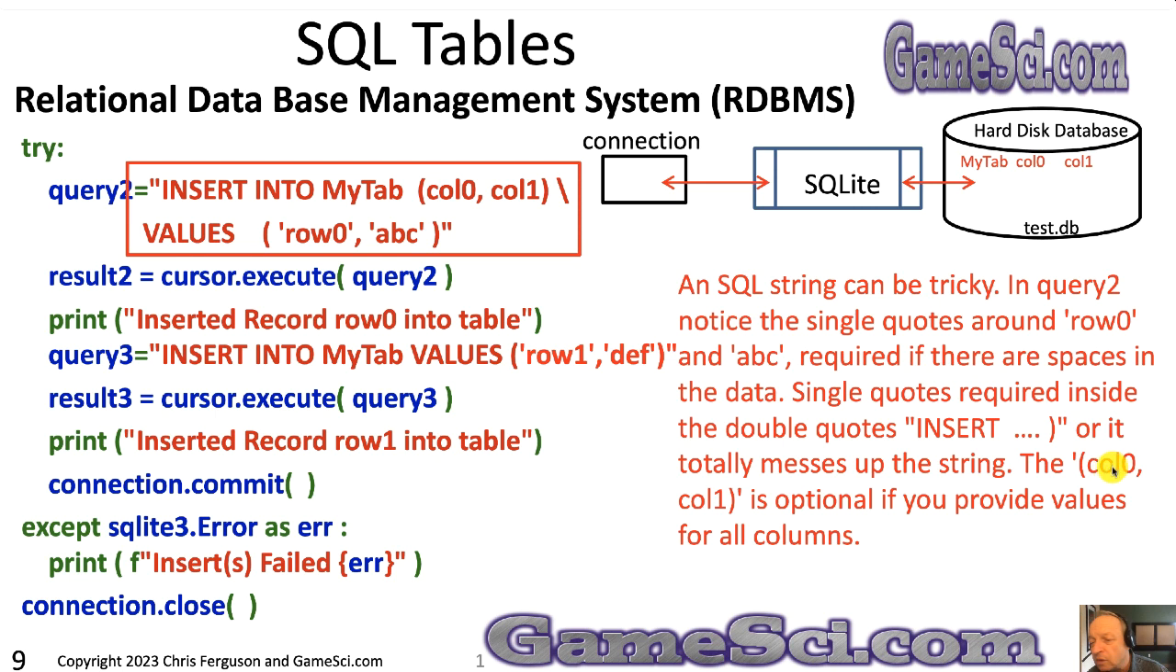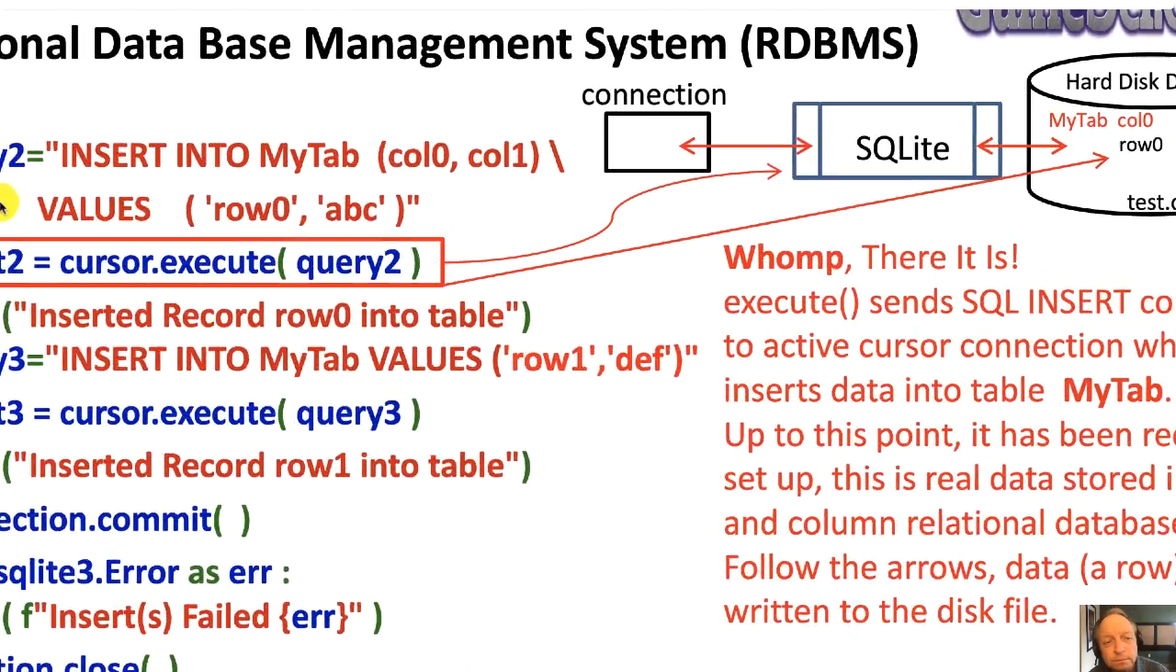The single quote column 0, column 1, that part is optional. If you're providing data for both columns, you don't have to put that in there, but many people put it in there. I'll be honest with you, when I was first learning SQL, building these command strings was kind of hard. I'd get them wrong quite often. Now that I'm using ChatGPT, much fewer errors.